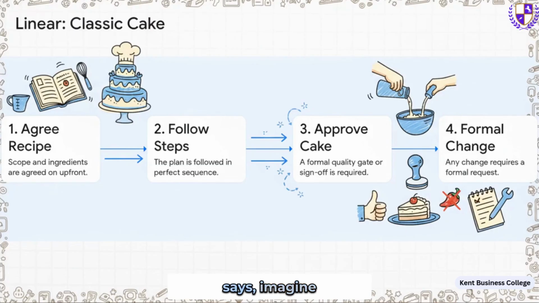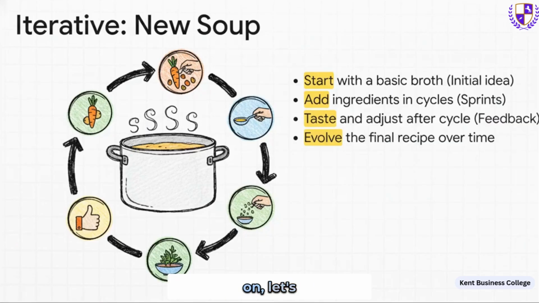First, Adam says, imagine you're baking a classic wedding cake. You have to agree on the exact recipe and all the ingredients right at the start. That's your fixed scope. You follow the recipe steps in a perfect, rigid order. And you can't just decide to add chili powder halfway through, right? Any change would be a huge deal. That's the linear approach. It's perfect for projects where everything is known up front, like building a new store. Totally predictable.